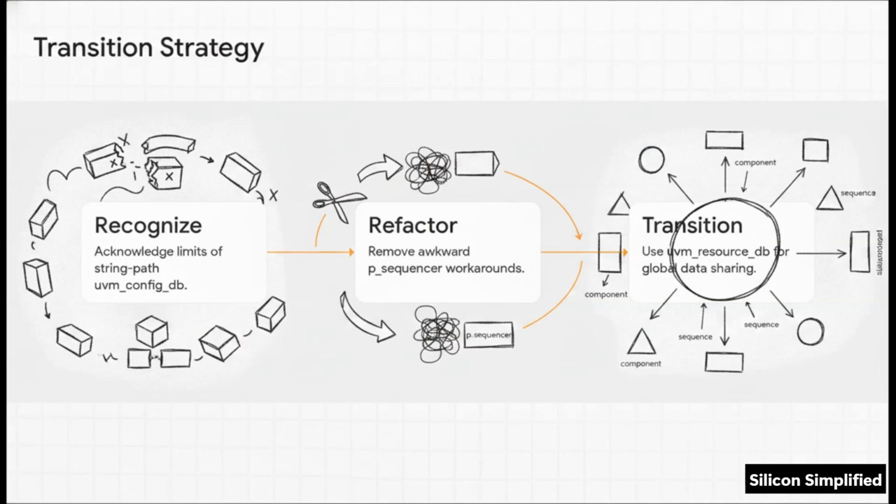Chen's advice? Transition to UVM resource DB. It uses a straightforward string for scoping and allows any entity to store and retrieve data cleanly. It completely eliminates the need for those p-sequencer workarounds, making your test bench vastly cleaner and way less prone to configuration fatals. It's a real game changer.